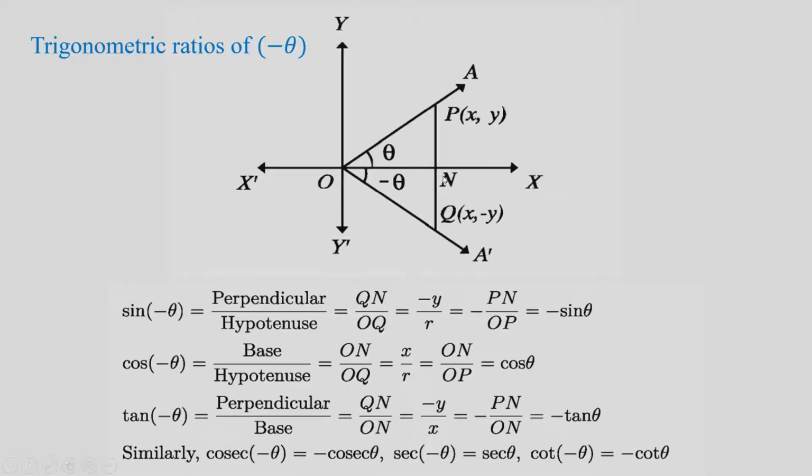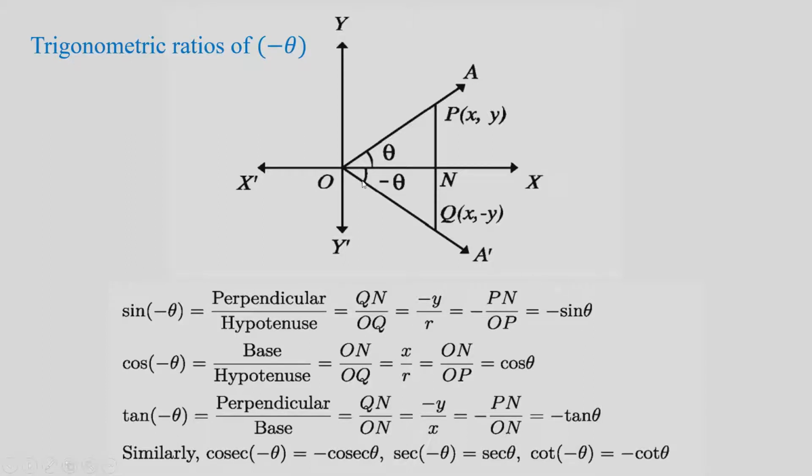You can write QN is equal to PN and OQ is equal to OP. And from this triangle PON, we can say that PN by OP is equal to sine theta. Therefore we get sine of minus theta is equal to minus sine theta.